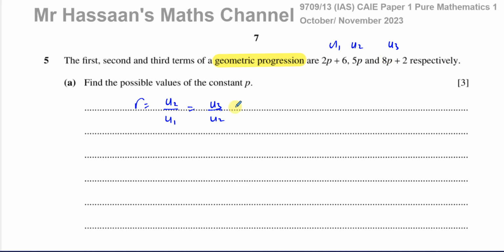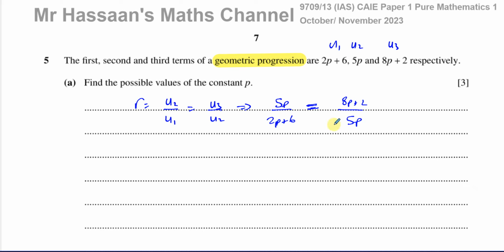Using this concept, we can set up an equation. We can say that 5p divided by 2p plus 6 will give us the same ratio as 8p plus 2 divided by 5p. This is an equation which links these common ratios together, and we can solve it by cross multiplication and end up with a quadratic equation.